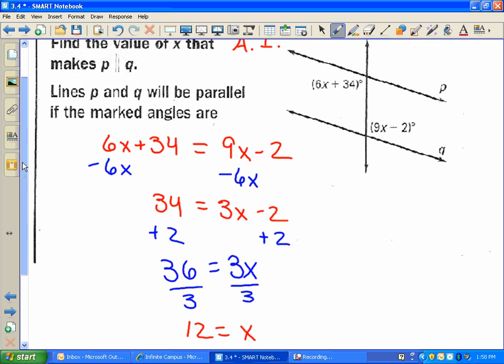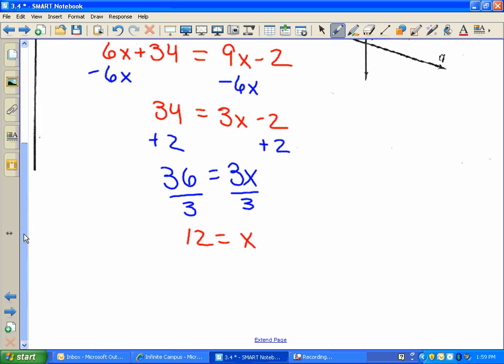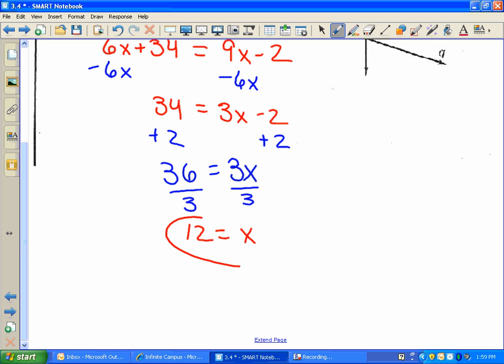Now let's make sure, what did it ask for? Find the value of x. So we didn't have to find the angle. We just had to find the value of x. So we're done. Is it okay? Questions?